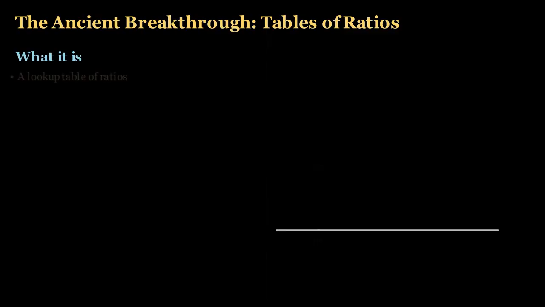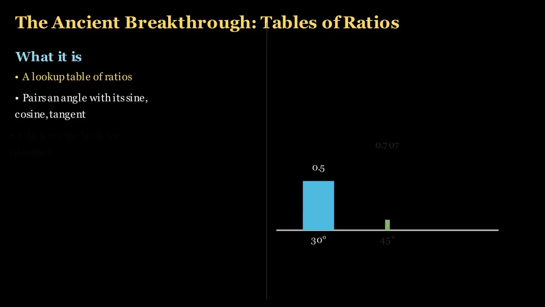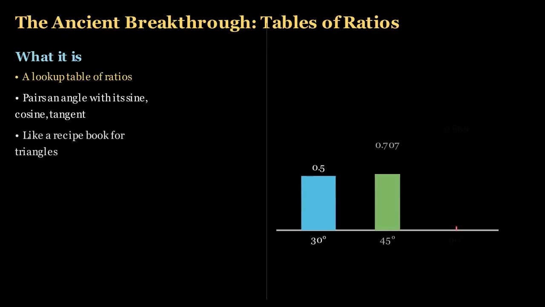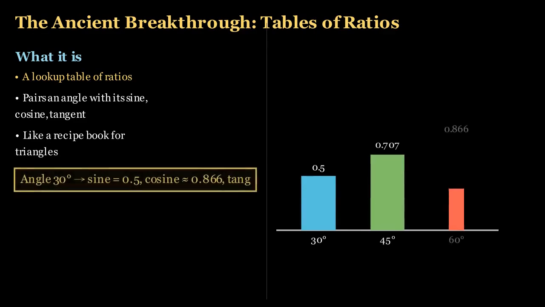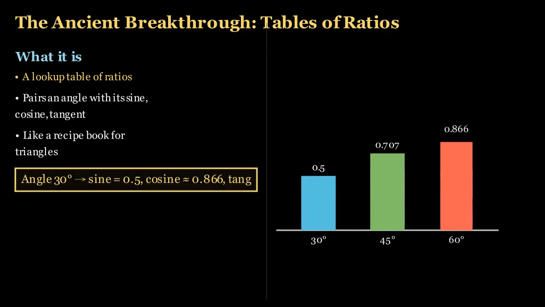Imagine a giant recipe book. For every angle, from 1 degree to 89 degrees, it lists the ready-made sine, cosine, and tangent ratios. Ancient mathematicians calculated these once, so no one had to redraw the triangle every time. They wrote them on clay tablets.